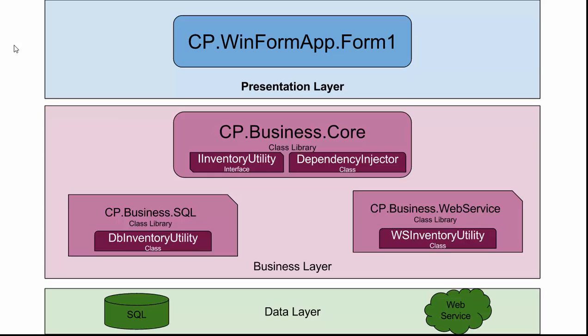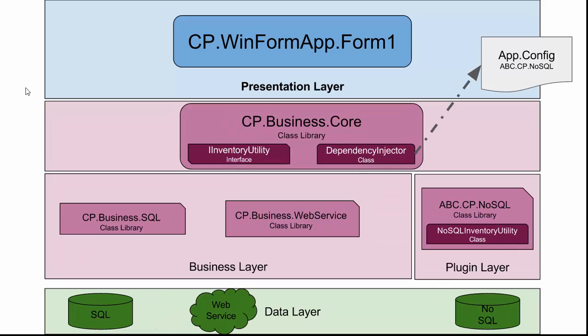The goal is that if you take out or change one of these lower layers, the Windows Form app doesn't need to be modified in order for that to work. It simply knows that I have an interface that I'm talking to. There's an interface that I'm interfacing with, quote unquote, and I rely on the dependency injector to get me that appropriate implementation.